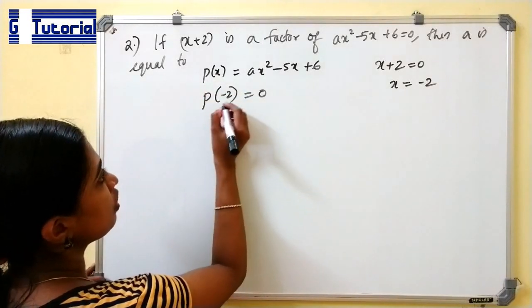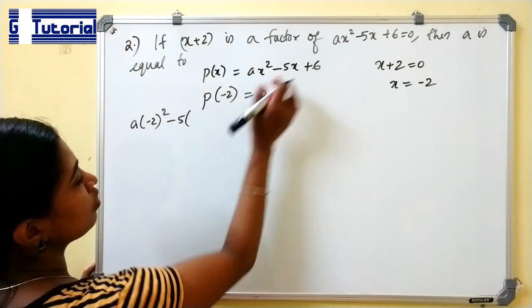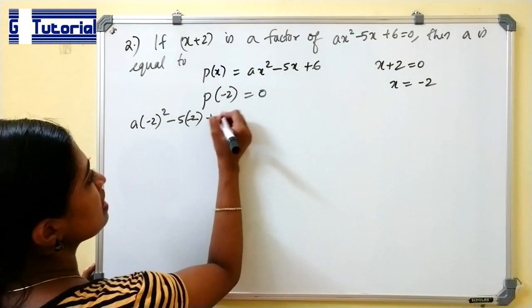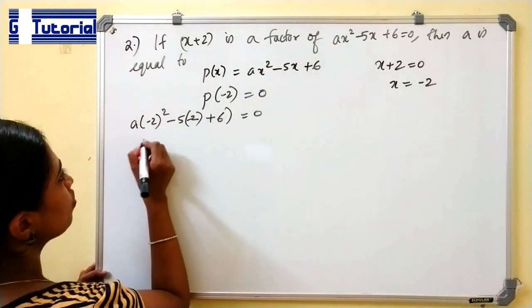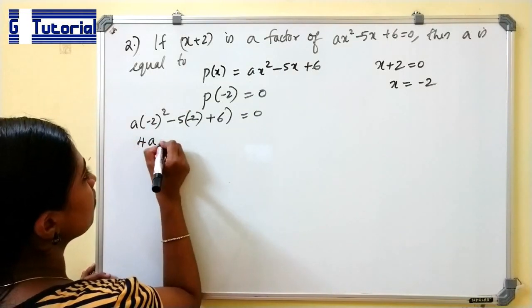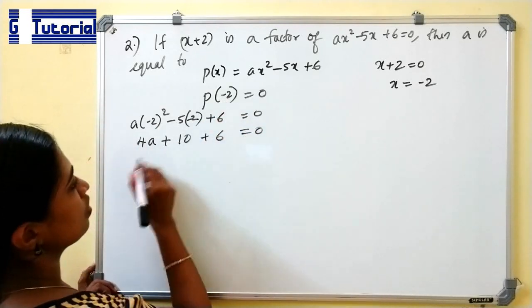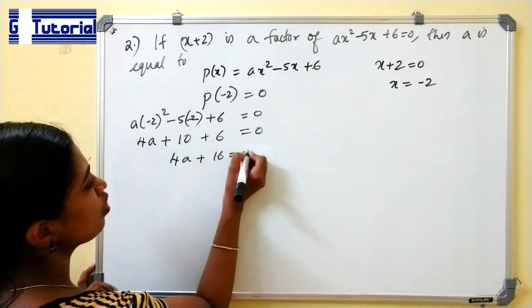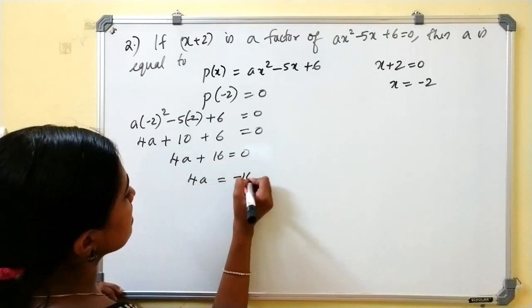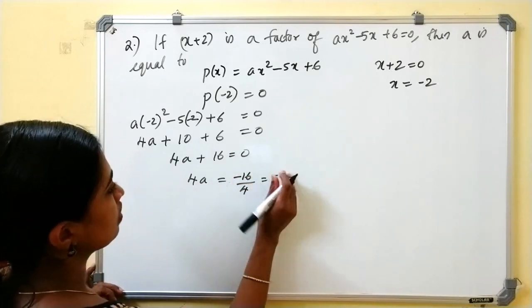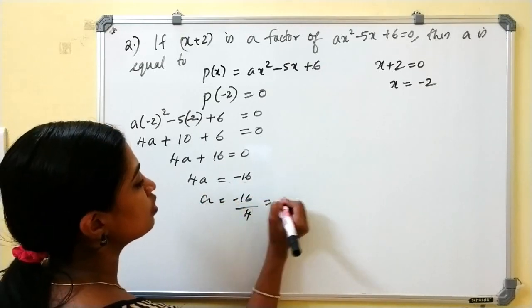So, we can substitute p of minus 2 is a into minus 2 square minus 5 into minus 2 plus 6 is equal to 0. We are substituting for x as minus 2. So, 2 square is 4a minus 5 plus 10 plus 6 is equal to 0. So, 4a plus 16 is equal to 0, or 4a is equal to minus 16, and a is equal to minus 16 by 4, which is equal to minus 4.